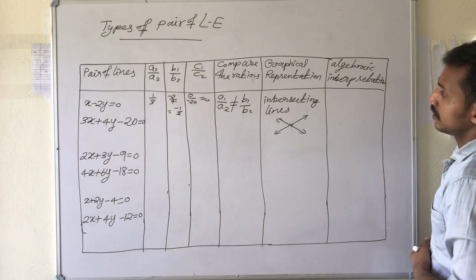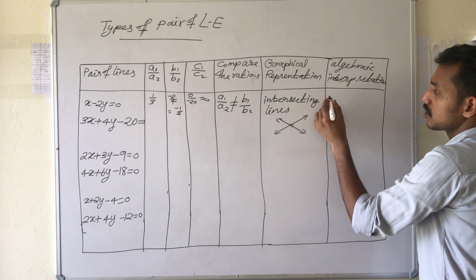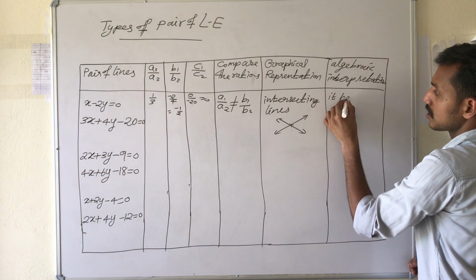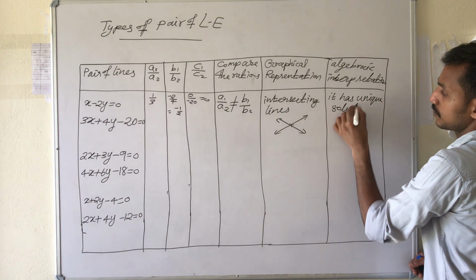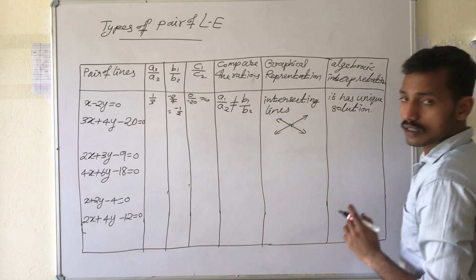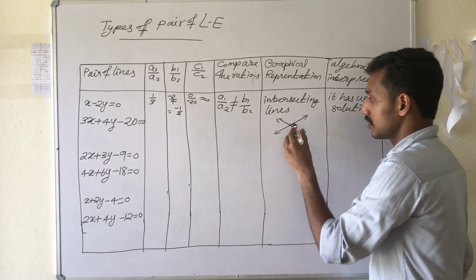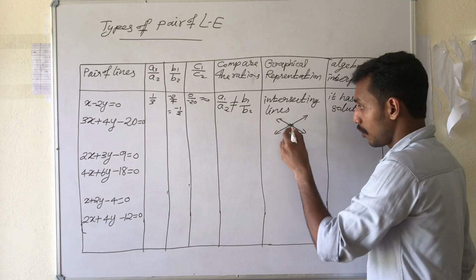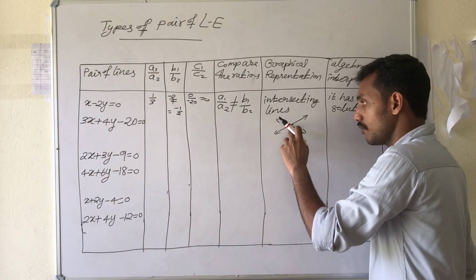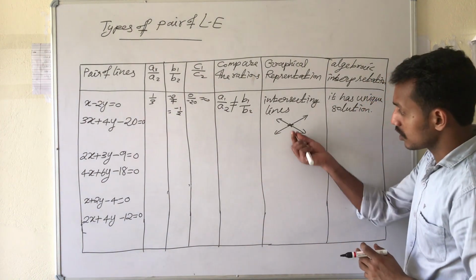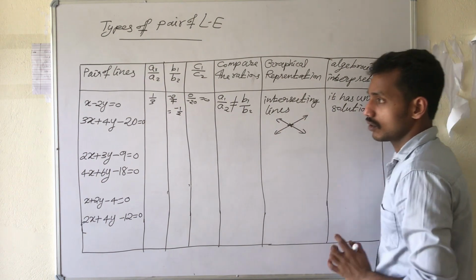And what is the algebraic interpretation? It has a unique solution. Because where is the intersecting point? That point will be the solution. The intersecting point is the point which is common to both lines. So the corresponding values of x and y will be the solution. And it has only one intersecting point, therefore it has a unique solution, one solution. It is very important to remember it.